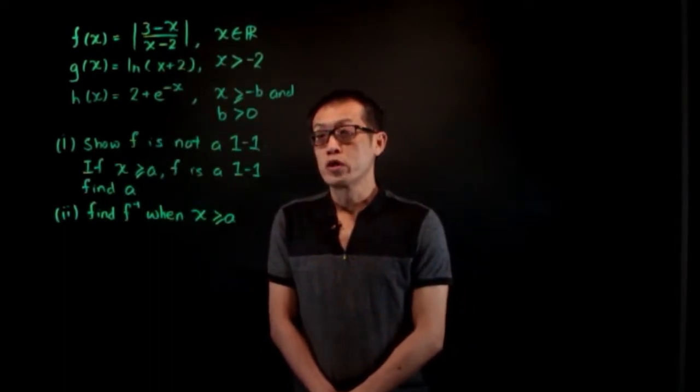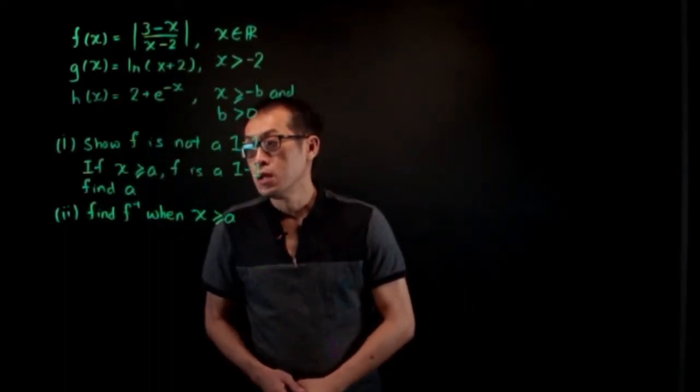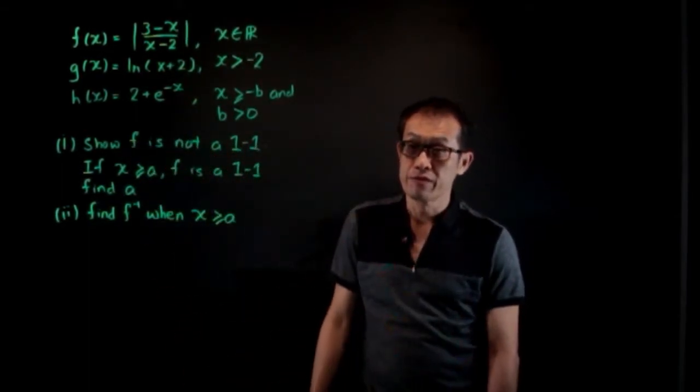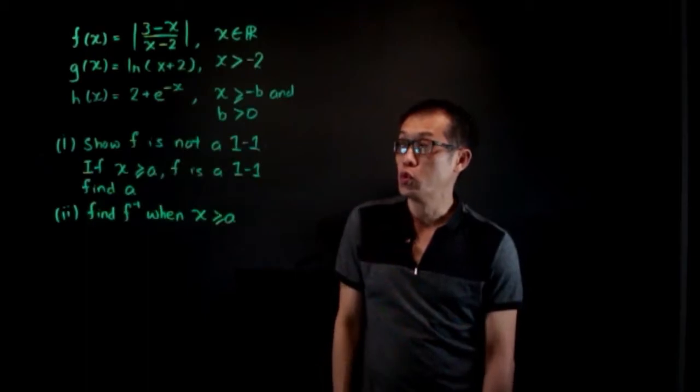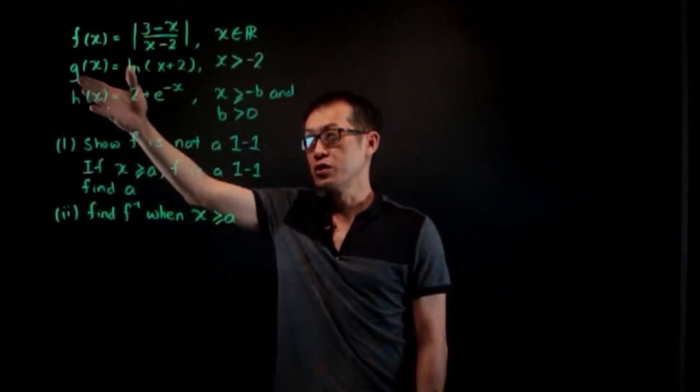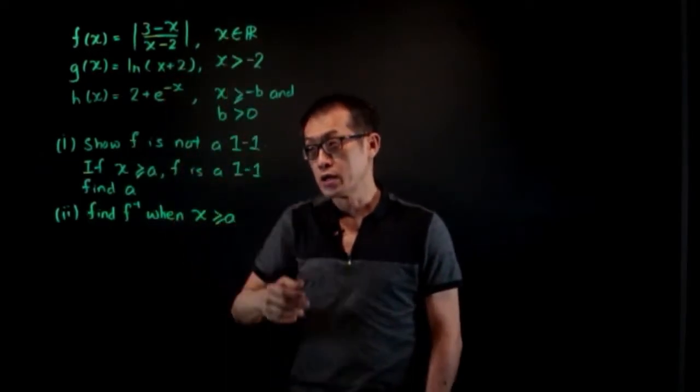Hi, we have come to question 3. Now question 3 has 3 parts, but what is listed here is part 1 and part 2. For question 3, you are given 3 functions f of x, g of x and h of x together with its domain.